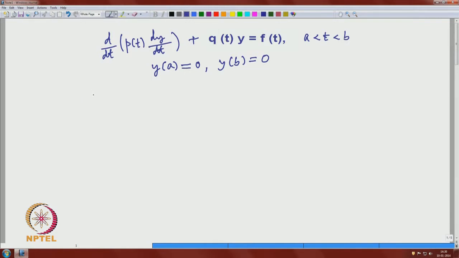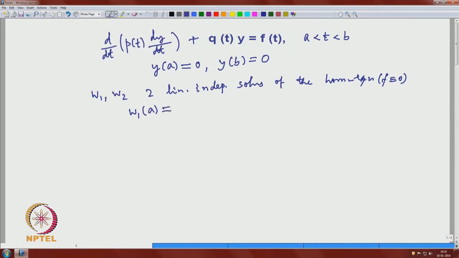So, we started with w1, w2, two linearly independent solutions of the homogeneous equation, that is, f identically 0, and w1(a) equal to 0. So, one of them satisfies the boundary condition at one end, and the other one at the other point b. Okay. So, we also normalized w1, w2, so that the Wronskian of w1, w2 is equal to 1 by p(t).